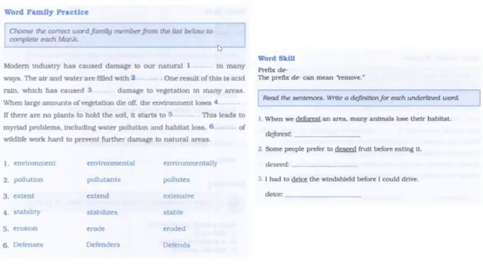If there are no plants to hold the soil, it starts to erode. No, not eroded, that's past. It says starts, as you can see here, it's already present. So, to erode. This leads to myriad problems, including water pollution and habitat loss.